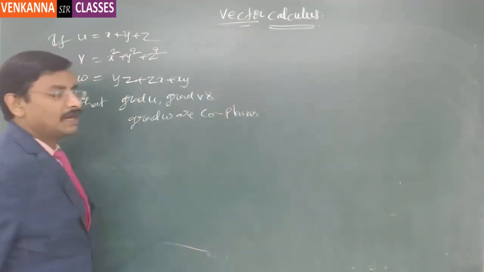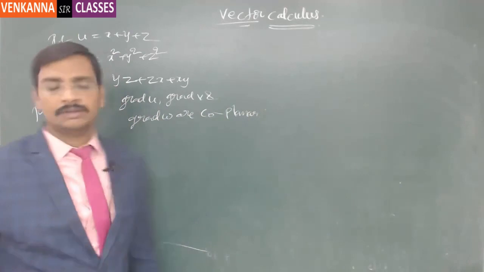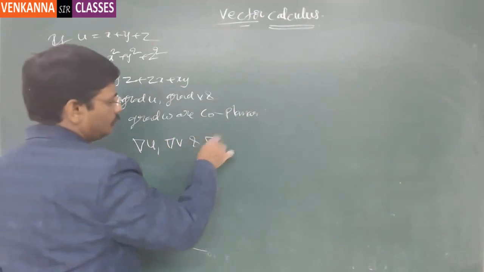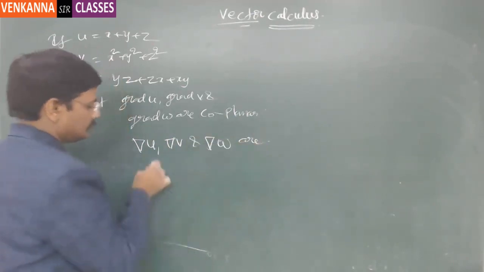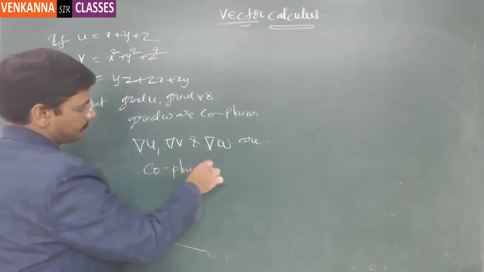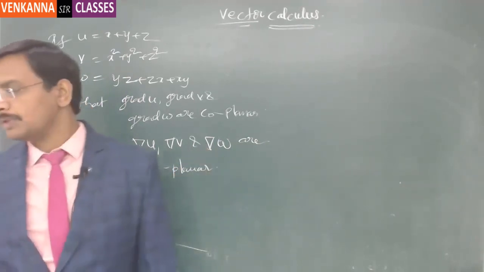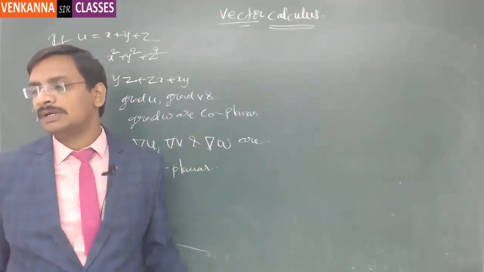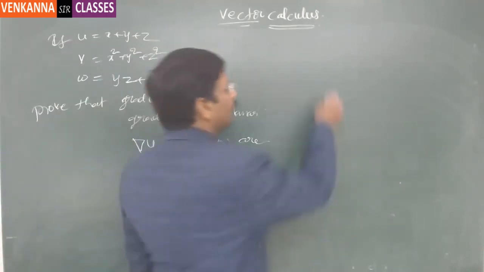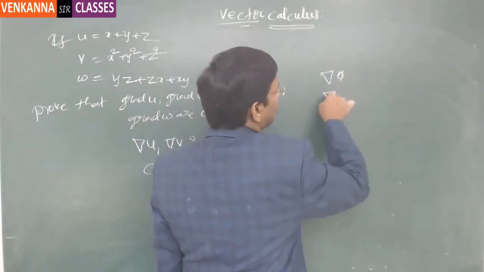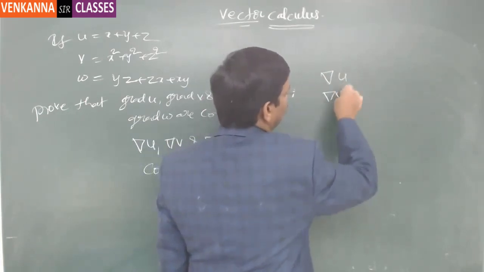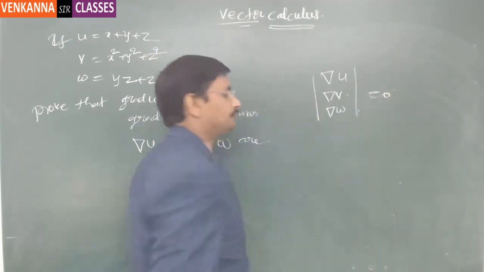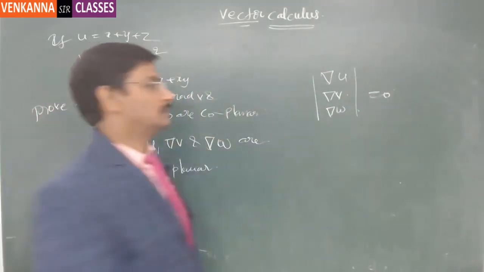So grad u means gradient of u, which is nothing but del u, right? So what he said was del u, del v and del w are coplanar vectors. So this is what he asked us to prove. To prove this, what you need to do is, if three vectors are coplanar, the determinant has to vanish. Got it?